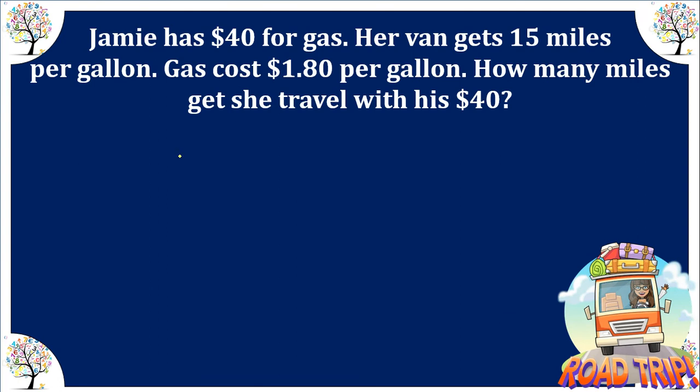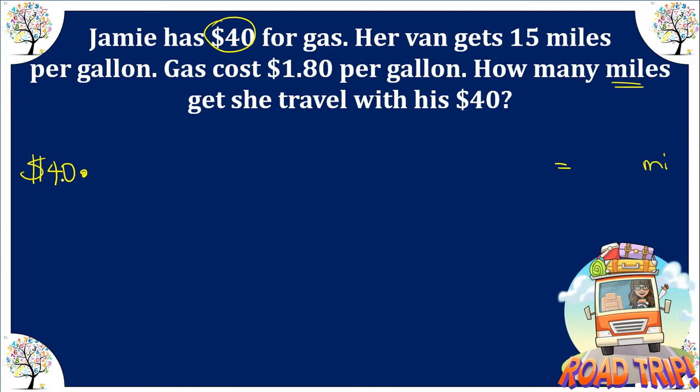Okay, last one. Jamie has $40 for gas. Her van gets 15 miles per gallon. Gas costs $1.80 per gallon. How many miles can she travel with $40? So the question is, we want to know miles. And what are we starting with? Money. So we have 40 bucks. So we've got to get it to miles.